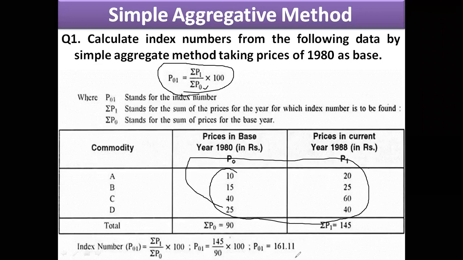Based on this, we need to calculate the index number by the simple aggregate method. Simply do the summation of all these values, we get the value of sigma P0. Do the summation of P1, get the value of sigma P1. Apply it in the formula, and we will get the value of P01, which is 161.1. Then the question is, how do we interpret it? It means there is an increase of prices by 61.11% in year 1988 in comparison to 1980.